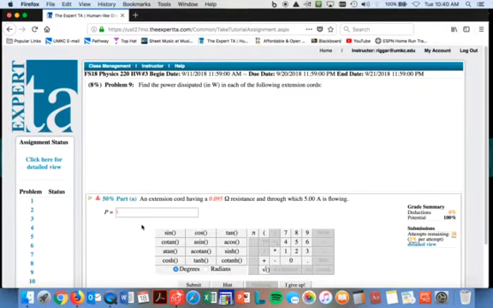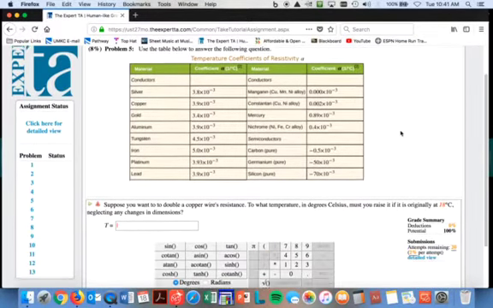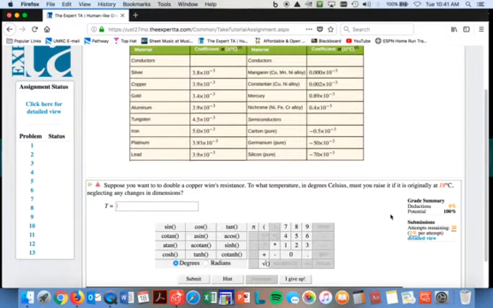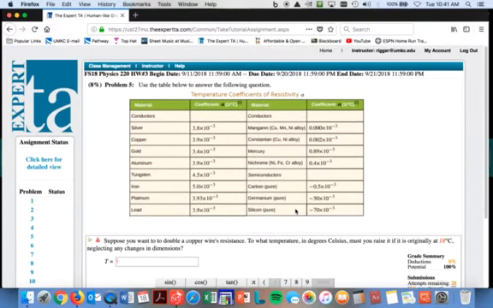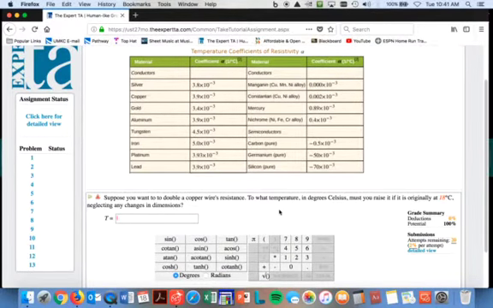They just made the image a little bit smaller. Okay, problem 5. What's this one say? Use the table below. Suppose that you want to double a copper's resistance. To what temperature in degrees must you raise it if it's originally at 18 degrees centigrade? Oh my gosh, I haven't talked about these in class. No wonder you guys are asking so many questions about this. I kind of did this in a passing shot, didn't I? So copper is 3.9. This is the alpha thing.